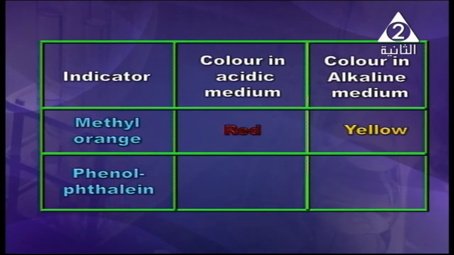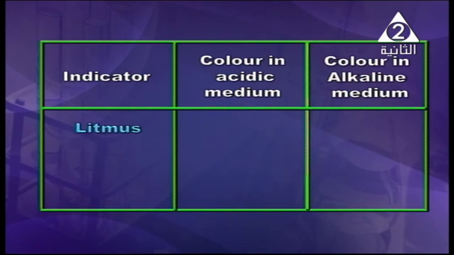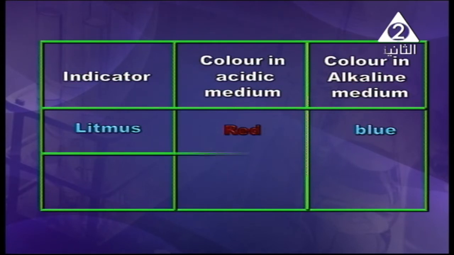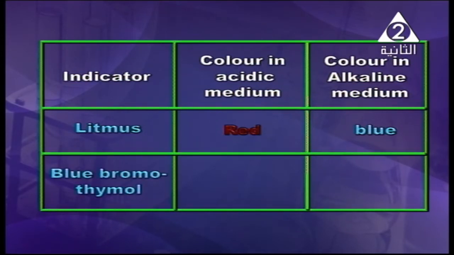Number 2, phenolphthalein. You know, it is colorless for acidic, but the alkaline will be red, different colors. Now litmus solution: red, blue. Yes, I am sure, red and blue according to acidity and basicity, acid and base. Last one and the important one, bromothymol blue. For the acid it will be yellow as we saw before, and the color of alkaline will be blue, yellow to blue.